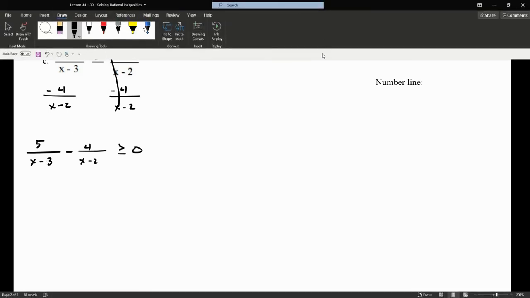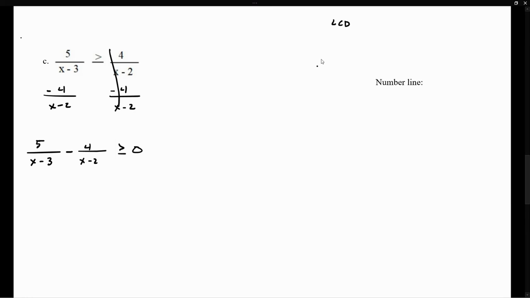Well, just like we did with solving rational equations, I'm going to look for the LCD. Notice that we have two different expressions, x minus 3 and x minus 2. So therefore, my LCD is x minus 3 times x minus 2. Now I want to make sure that every single denominator has that expression. If I take a look at my first rational expression, I have x minus 3. So what I'm missing from the LCD is x minus 2. So let me multiply x minus 2 on the top and x minus 2 on the bottom.